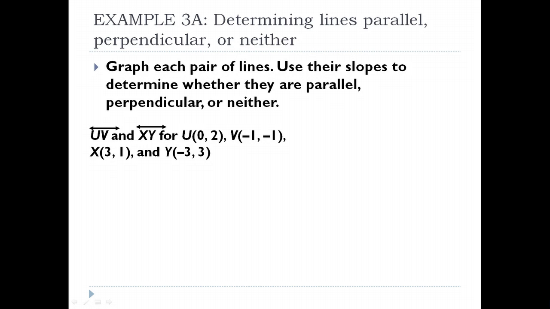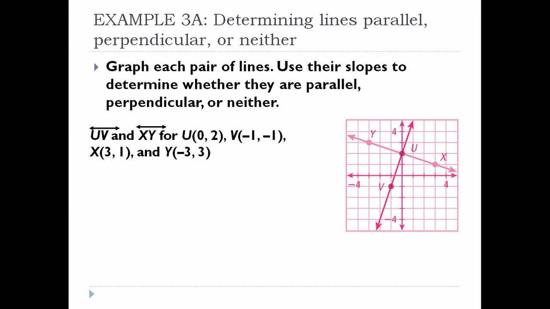We're given lines UV and XY. U is at the point 0, 2. V is at -1, -1. X is found at 3, 1. And Y is at -3, 3. So if we look at this and we graph those points, we do have lines that intersect. Now we have to figure out their slopes.